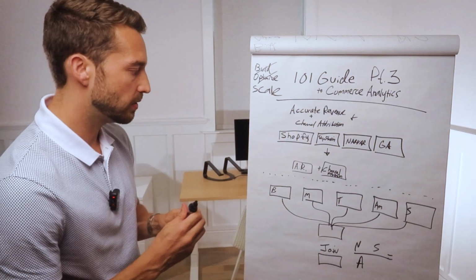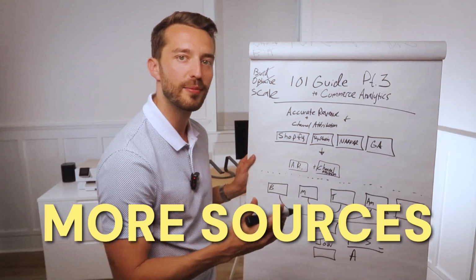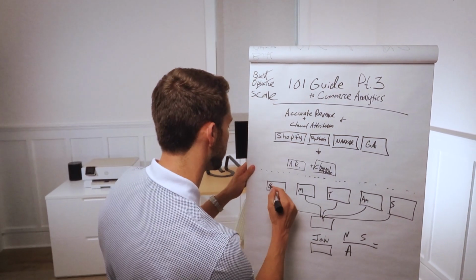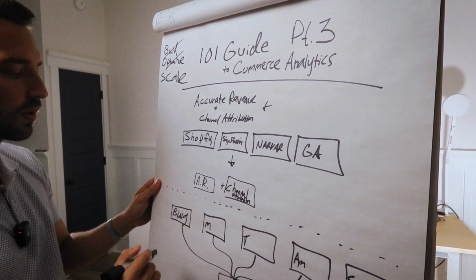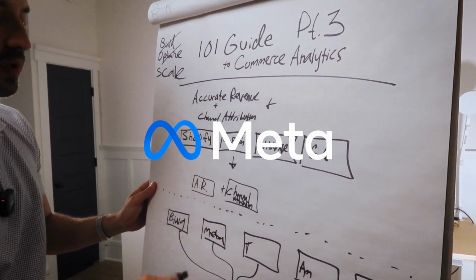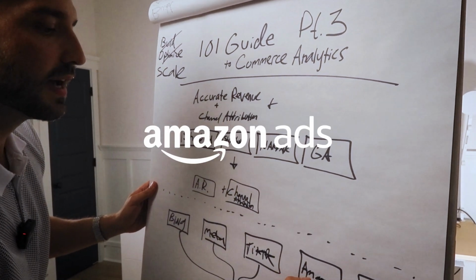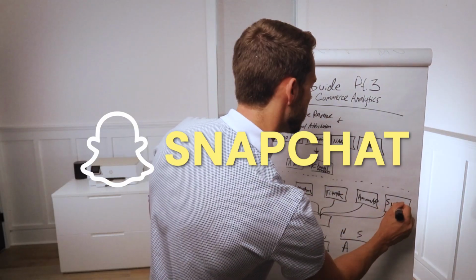What we're going to look into is we're going to pull in 1, 2, 3, 4, yes, I can count, that's 5 more sources. So the first one will be Bing. We're going to pull in as a new integration and data source. We're going to look into and tap into Meta. We're also going to pull in TikTok. We're going to pull in Amazon ads. The last one here, Snapchat.